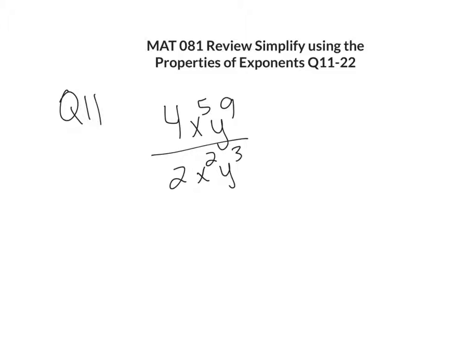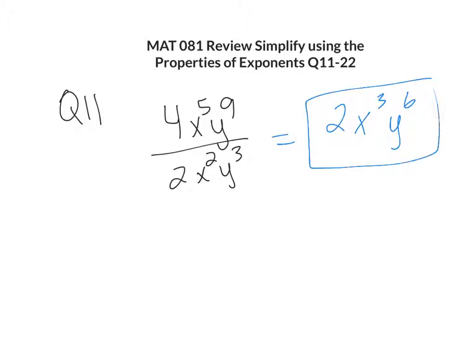So here, with our coefficients, we're just going to simplify that part of the fraction. So 4 over 2 simplifies to just 2. X to the 5th over x squared ends up being 5 minus 2, x to the 3rd. It ends up being on top because x to the 5th was bigger. And then for y, 9 minus 3 is 6, and we end up canceling out the bottom, so it's no longer a fraction.